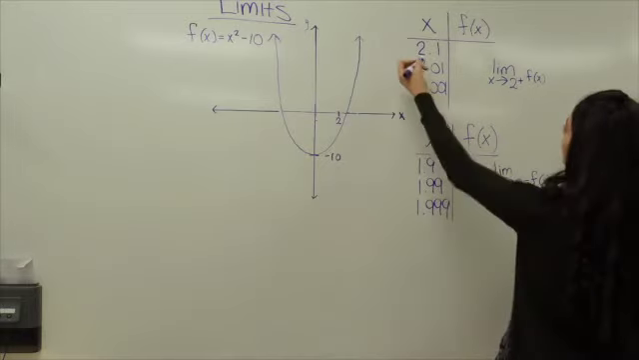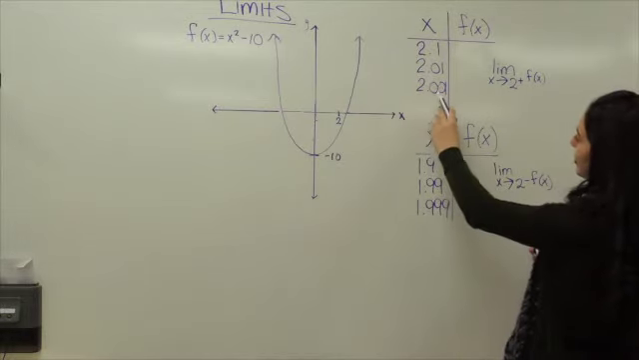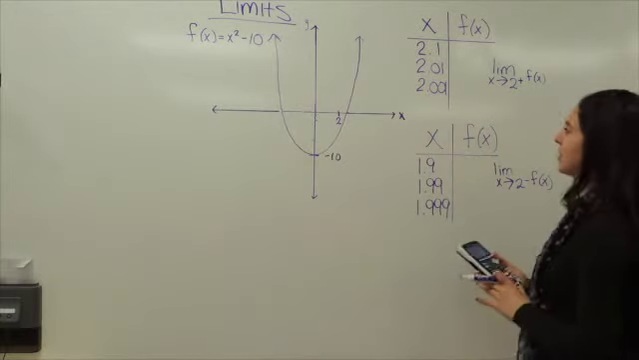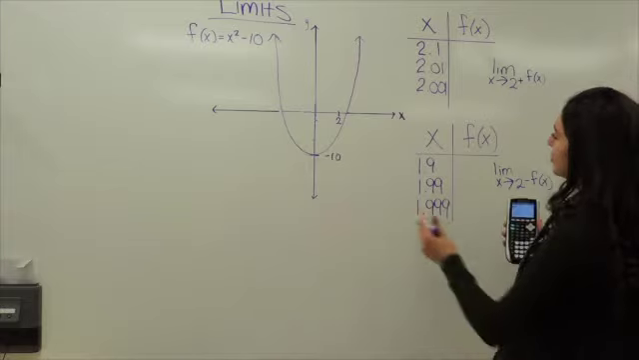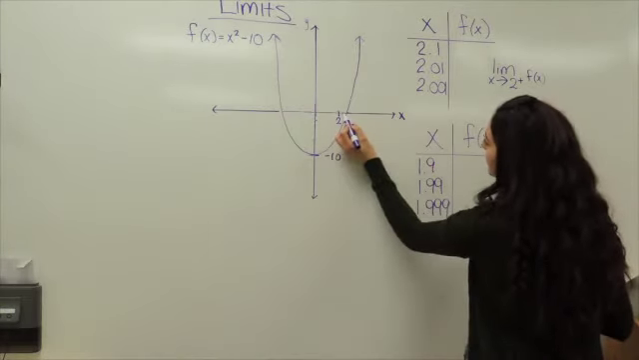So we're going to start with 2.1, and then 2.01 is a little closer to 2, and 2.001 is a little closer to 2. And as you add more and more zeros, you're getting closer and closer to 2. So you're approaching it from the right.